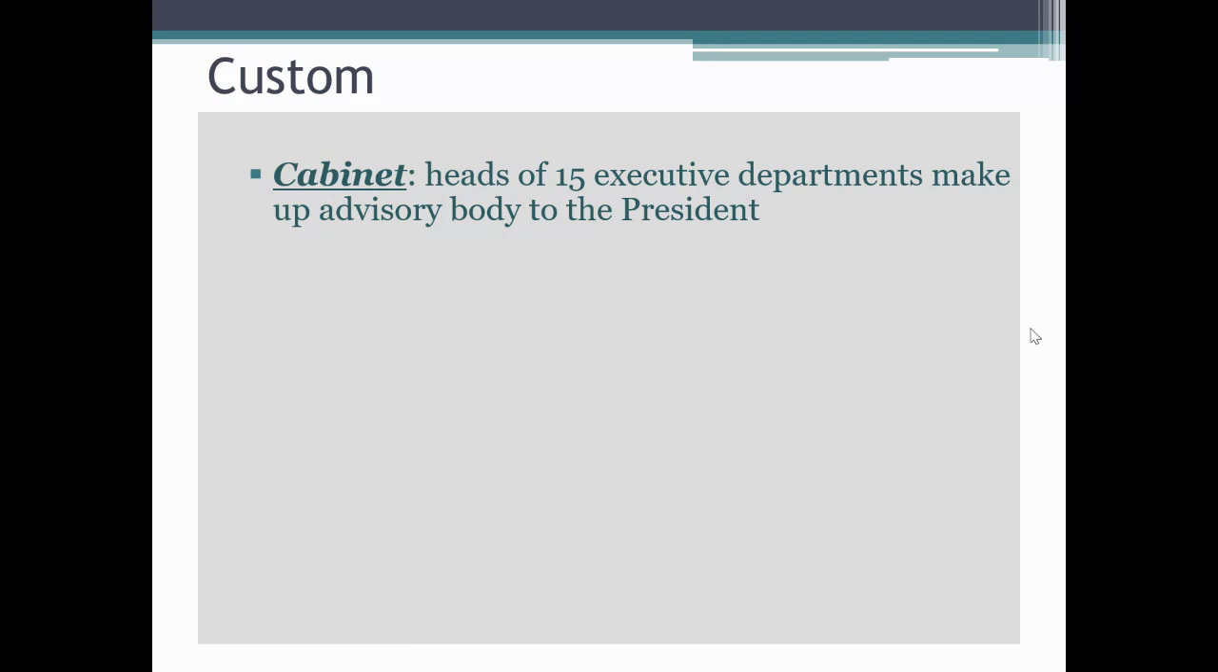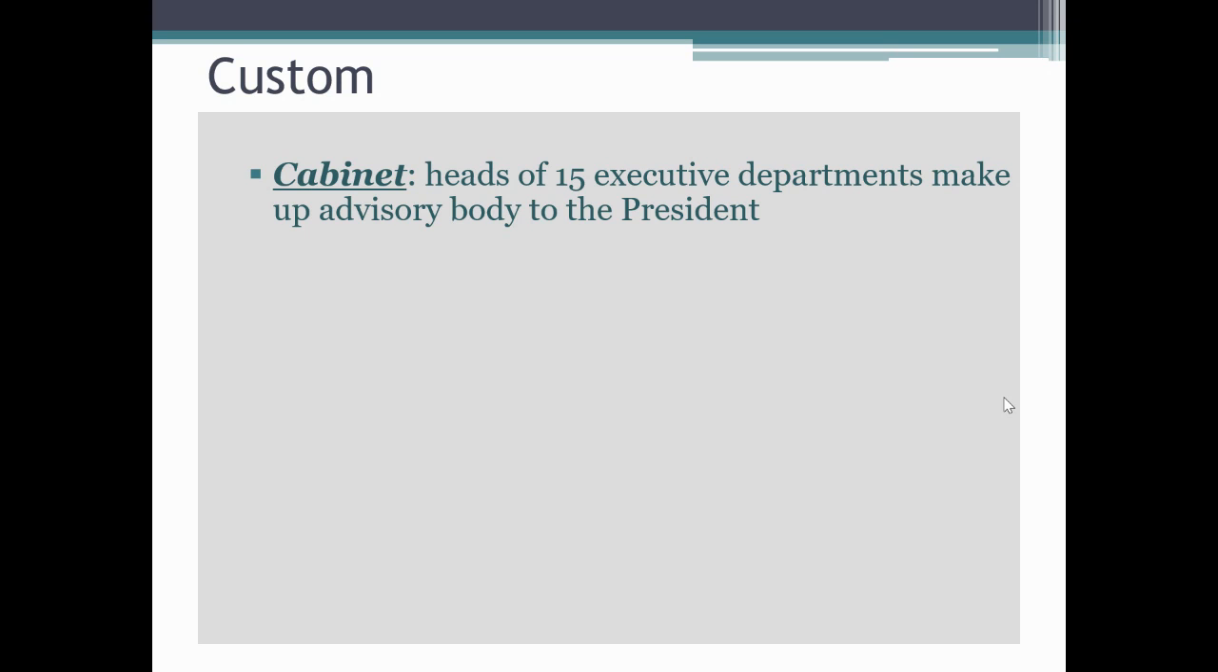Custom. Okay, lastly, we're looking at some things that have happened because one president starts it and then it just follows them. It sets a precedent. The first example of that is the presidential cabinet. Now we have 15 executive departments, and each department has a secretary. I know you're familiar with Secretary of State, Secretary of Defense, Secretary of Education. The heads of these departments are the advisors to the president.